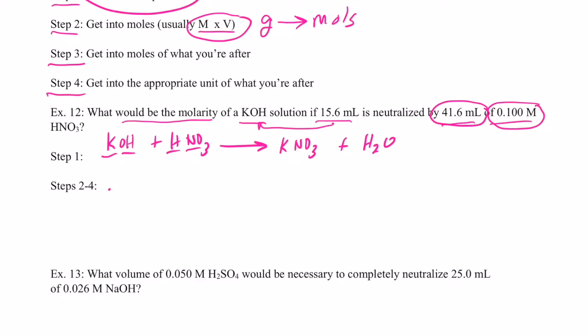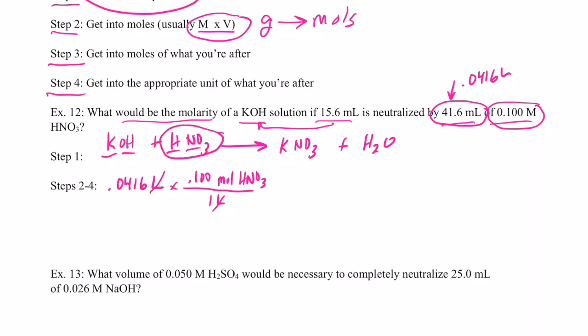So my volume in liters is 0.0416 liters, right? Isn't that 41.6 milliliters? Well, multiply it by the molarity, which is 0.100 moles of HNO3 per liter of solution. So liters cancel out, and I'm now in moles of HNO3.